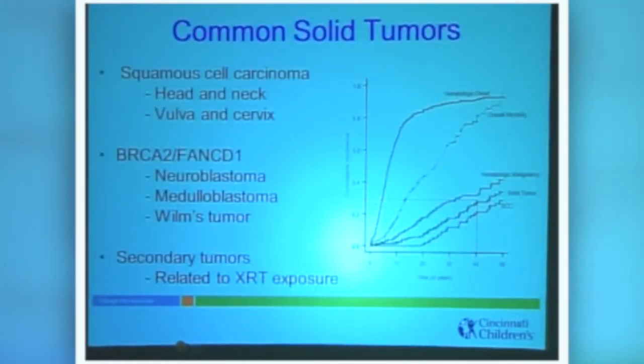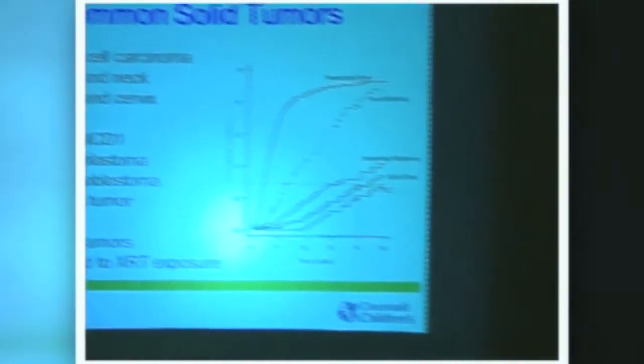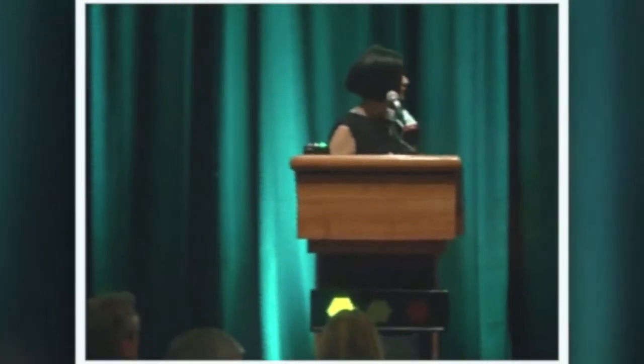The third thing that we talked about, when you say increased incidence of malignancy, is that there are also common solid tumors that patients with Fanconi anemia have an increased risk of. These are squamous cell carcinomas of the head and neck, vulva, and cervix. As shown in the figure again, by age 40, there is almost a 30% cumulative incidence of squamous cell carcinoma.